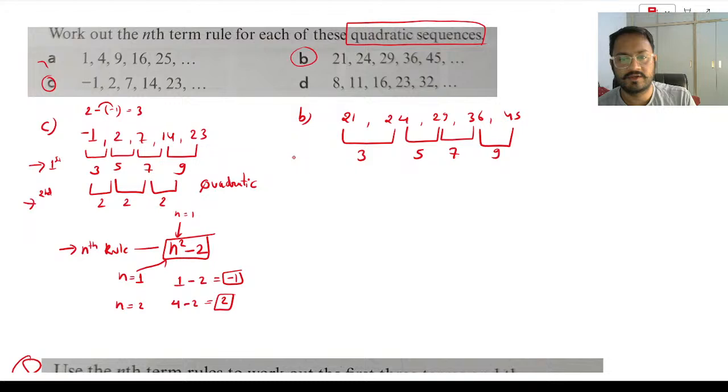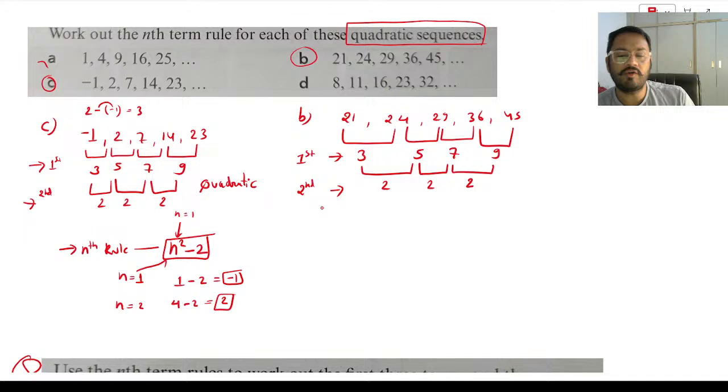Now what we'll be doing is we'll be putting n square. That is compulsory for all the quadratic equations, because in a quadratic we always get n square. Now what should I add if I put n equal to 1 here? My answer will be 1, but my first term is 21. So what should I do? I'll add 20 here. So I'll write n square plus 20. This will become my nth term rule. Clear? So n square plus 20.